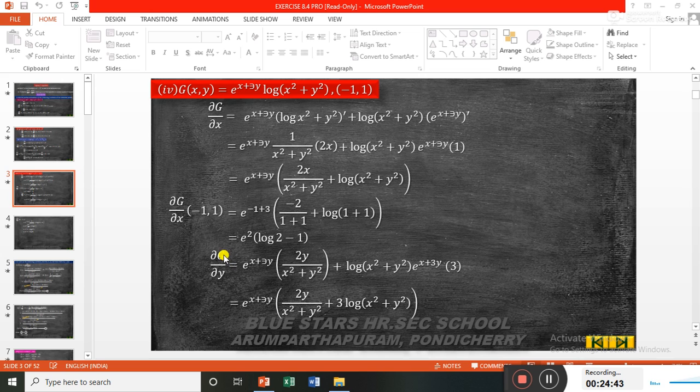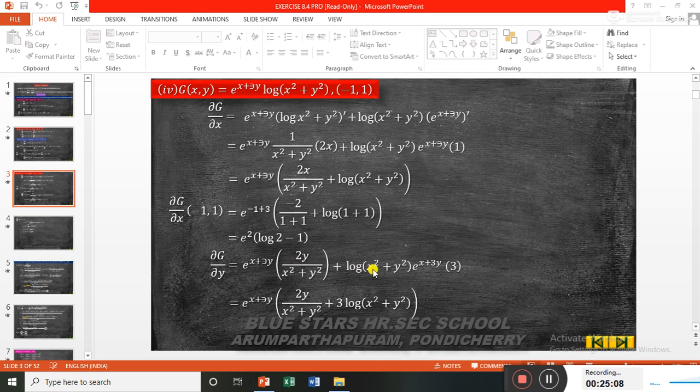Next, we calculate dou g by dou y. Dou g by dou y equals, again you see there are two functions in the given function, so again we apply the UV method. So first I write the given function e power x plus 3y into the differentiation of log of x square plus y square, that is 1 by x square plus y square, differentiation of y square is 2y.